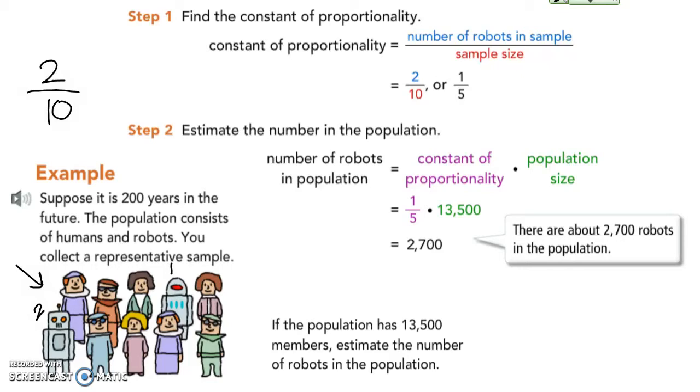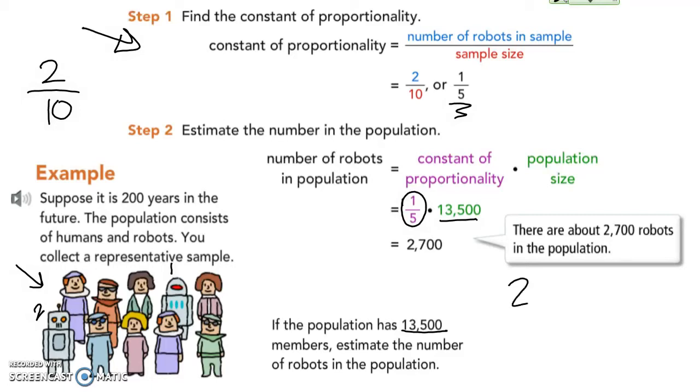The first way I could do it is by finding the constant of proportionality, like they do up here in this little example. So they divide, or they set up the fraction, 2 over 10, they simplify it to 1/5. 1 out of 5 is going to be a robot, and then you multiply that times the population size. So you would do 1/5 times 13,500. We got that 13,500 from the problem that says that that's the population. There would be 2,700.